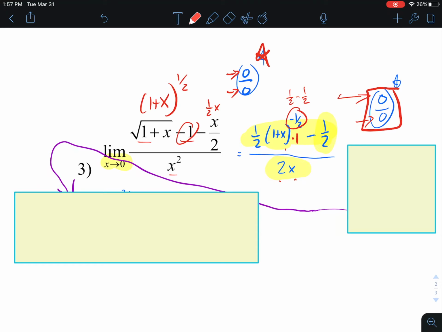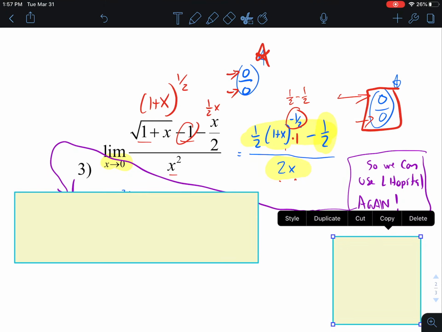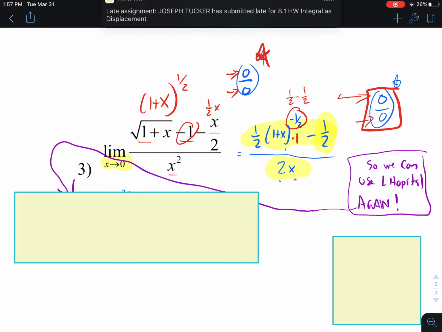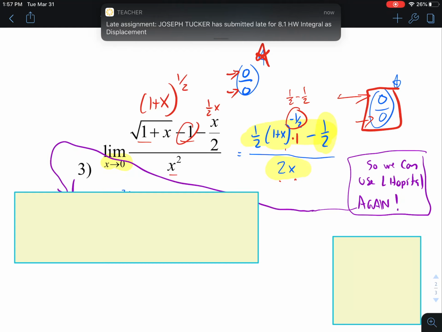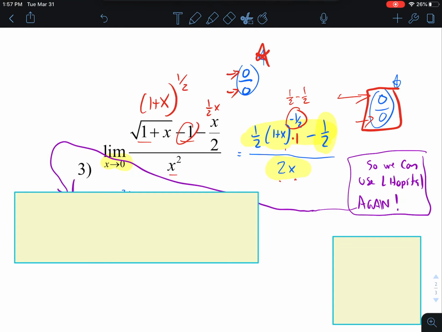The point of this problem is to show you that you can use L'Hopital's again. You can keep using L'Hopital's all day as long as you keep getting an indeterminate form. The goal is eventually we won't get one, we'll get an answer. So let's do it again.